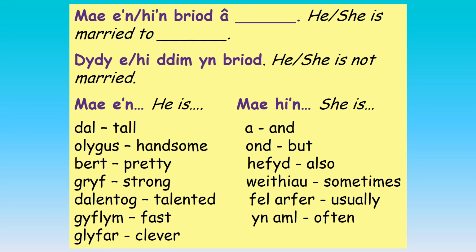You may wish to say who the celebrity is married to. For example, mae e'n briod â, he is married to. Mae hi'n briod â, she is married to. Or you could say, dydy e ddim yn briod, he is not married. Dydy hi ddim yn briod, she is not married. You can then describe the celebrity's character by saying mae e'n, he is, or mae hi'n, she is. There are some suggested adjectives below, as well as some connectives and idioms that you may wish to use.